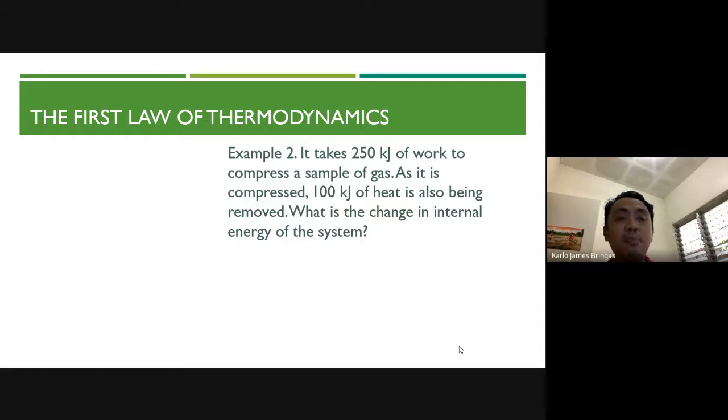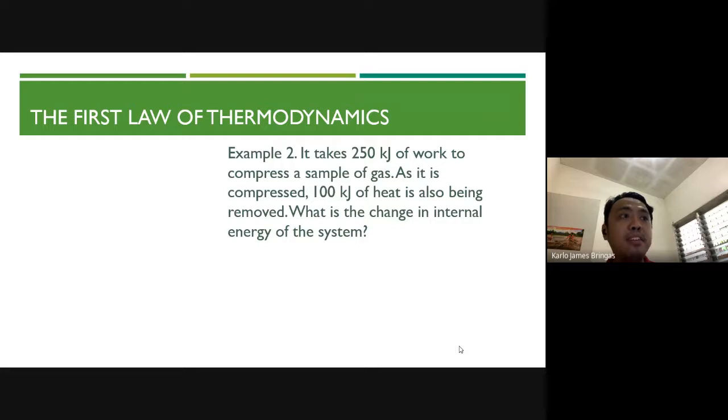So can you please type your answer in the chat box for me? Or pwede rin naman i-state if you like. And our answers are all coming in. So most of the class seem to have an answer of 150 kilojoule. Let's try to see what the correct answer is.